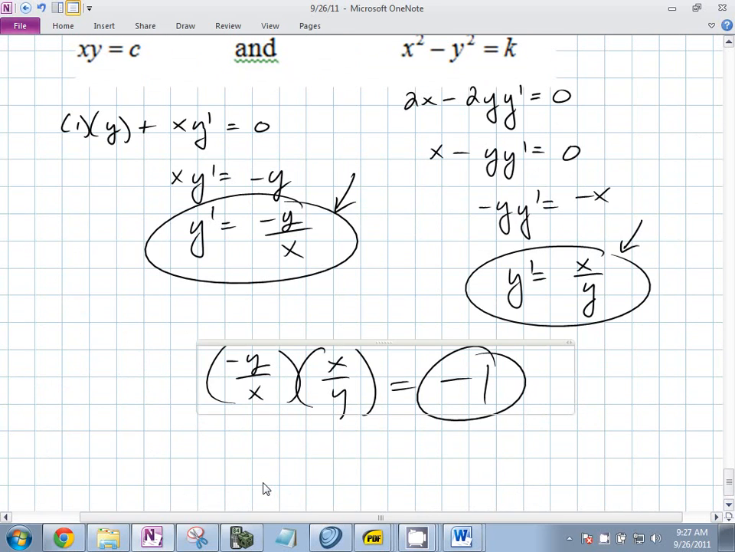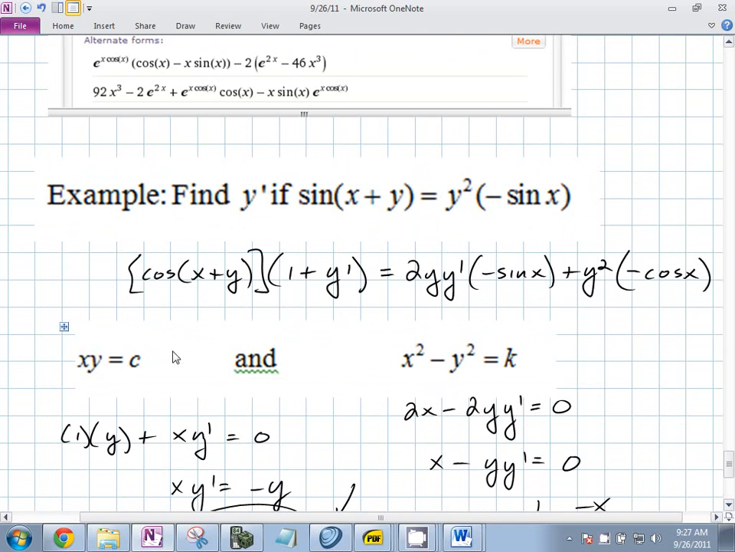How many curves does this describe? Many. How many curves does this represent? Many. And there is a relation between them. They relate because they fit this form. It's a family of curves.